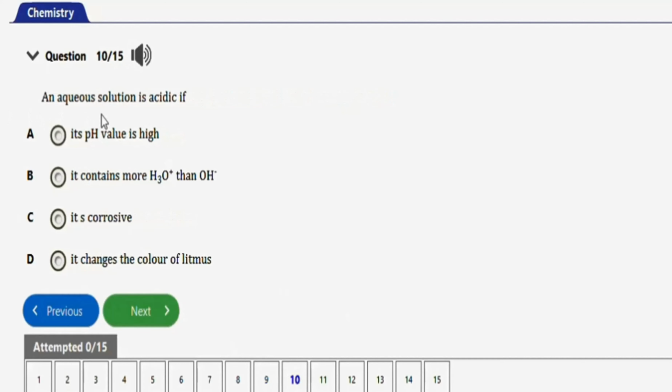It says an aqueous solution is acidic if pH value is high. No. It contains more hydronium ions than hydroxyl ions. Yes, that's the right option. It's corrosive? No. It changes the color of litmus? No. So the right option is option B. Next question will be this one.